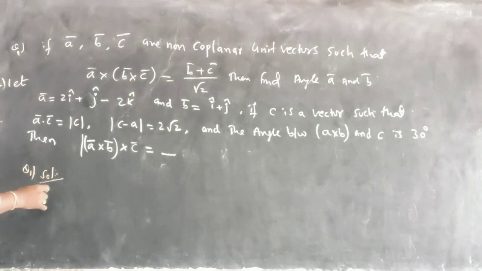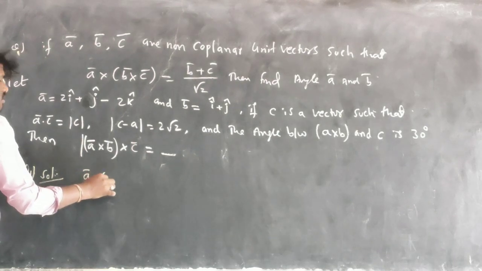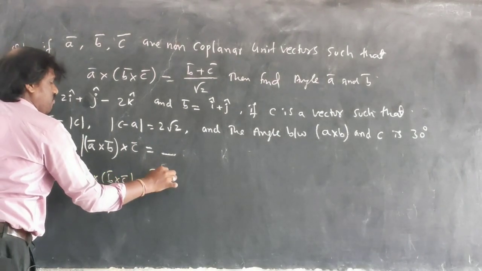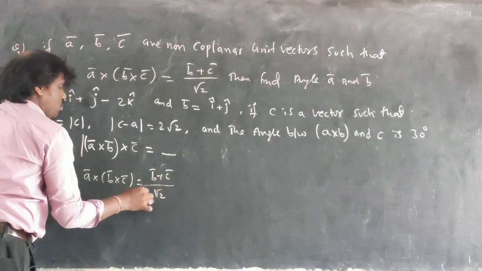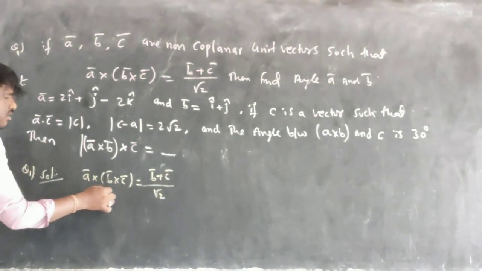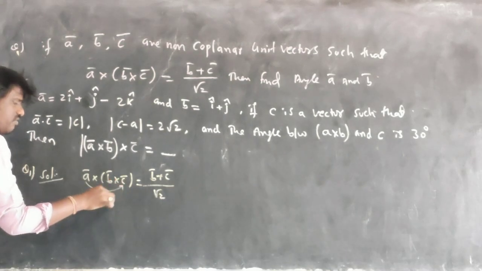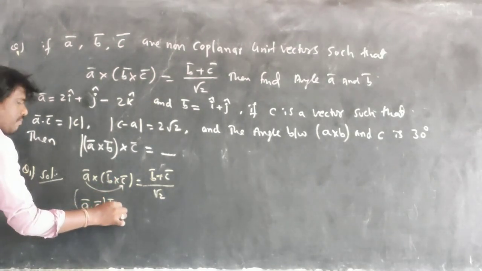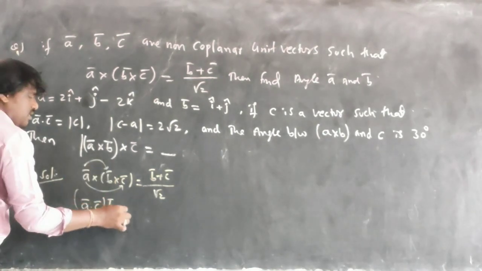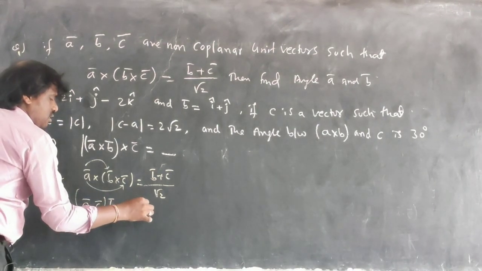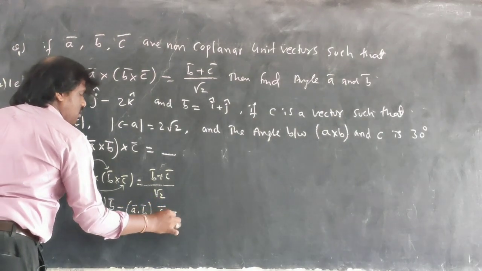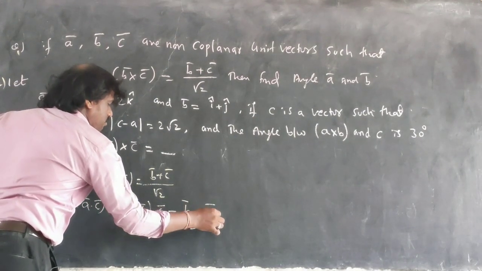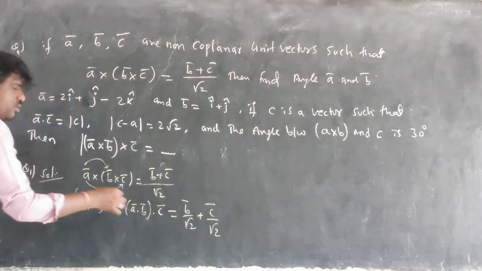They have given that A vector cross B vector cross C vector is equal to B vector plus C vector divided by root 2. Now you know that for A cross B cross C, you have to go for the far one: A vector dot C vector into B vector, minus the nearest one, A vector dot B vector into C vector, is equal to B vector by root 2 plus C vector by root 2. Then what you have to do here? You have to compare both.